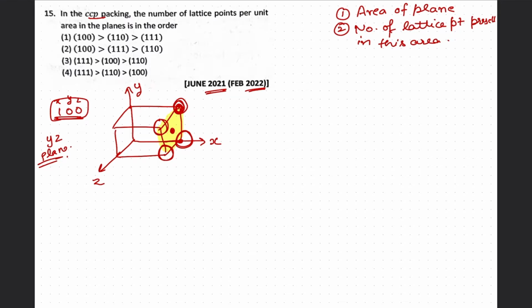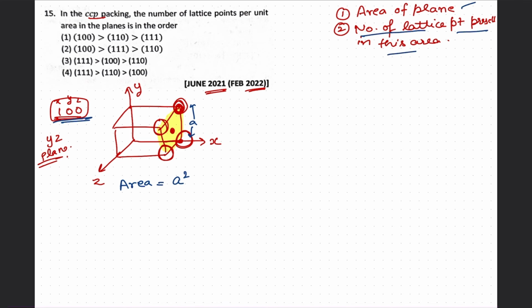Okay, now if I want to calculate the area, see this is a square, length is a. A square, area of this plane is a square. We are talking about the 100 plane. Now we have to calculate the number of lattice points present.